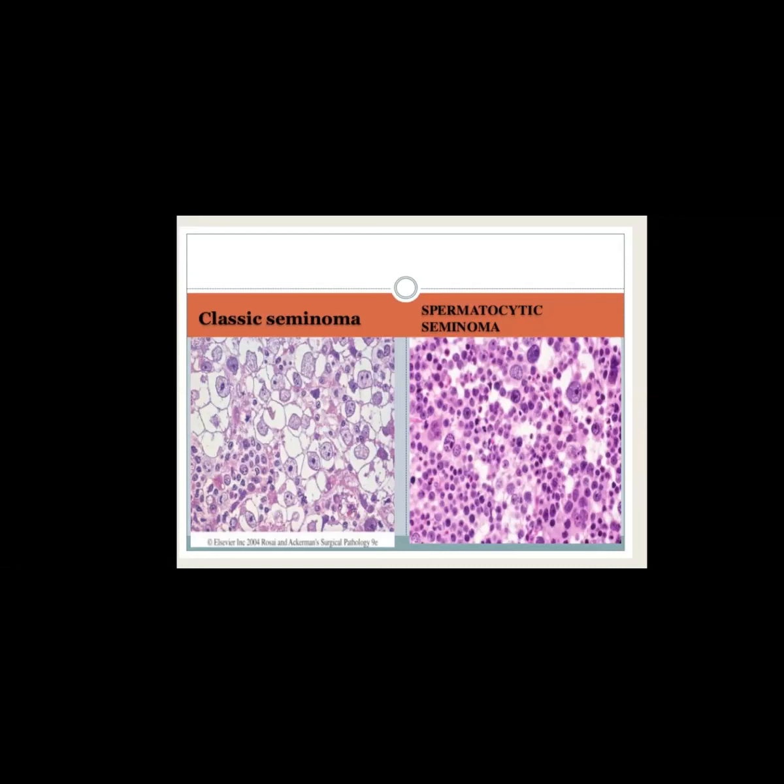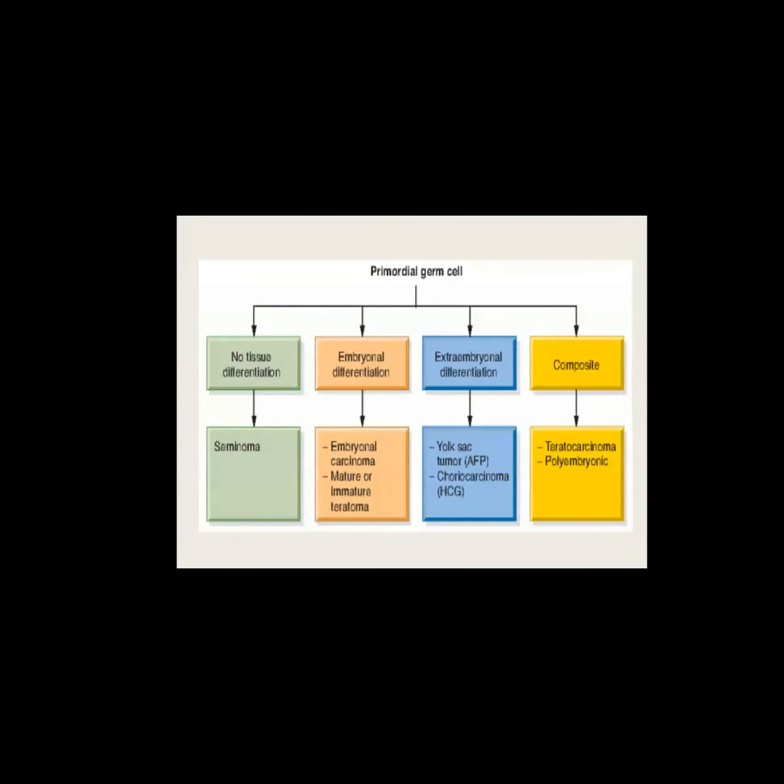Whereas the spermatocytic, you can see the typically three cell population here, like the small one, intermediate, and the large one. So we have finished the primary germ cell tumor with no tissue differentiation. And we will next go on to the germ cell tumor with embryonal differentiation. To start with that, first is the embryonal carcinoma.